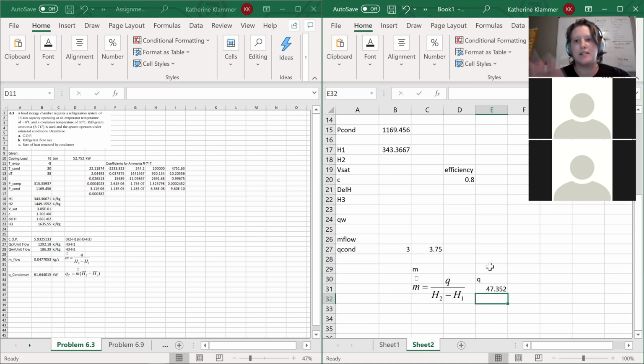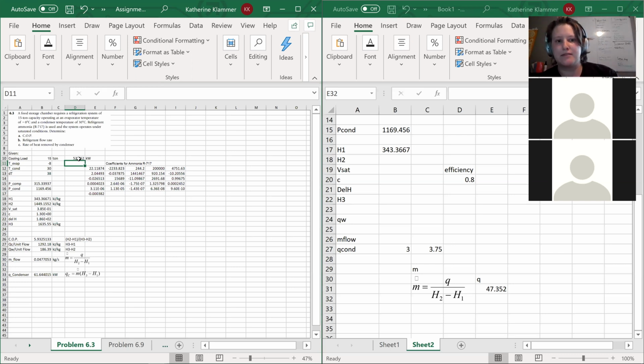So you have a certain amount of kilowatts, so energy per second. I think a watt is a joule per second. So that's the energy flow rate, basically how much refrigerant you have times the amount of energy per second that's going in.